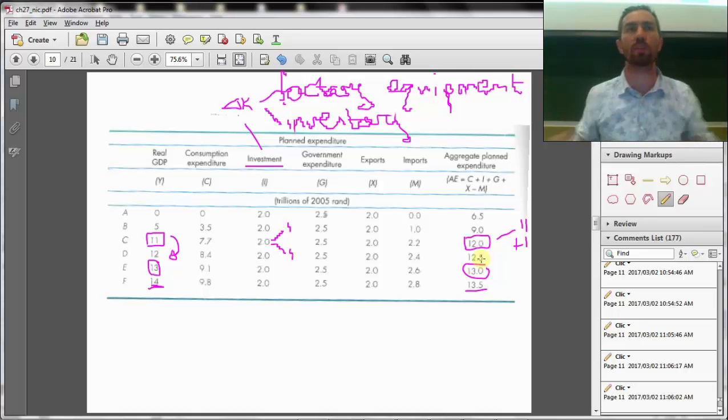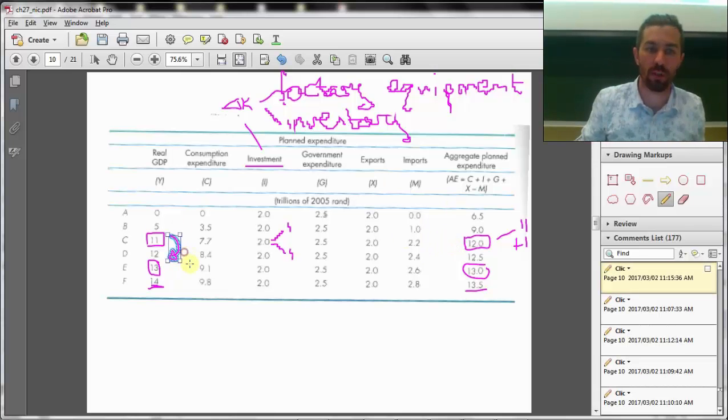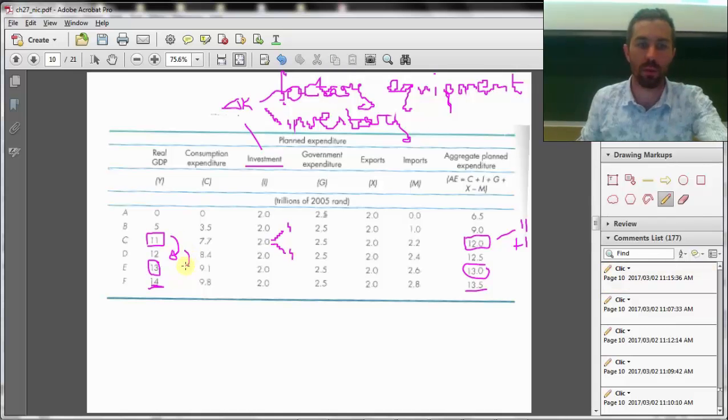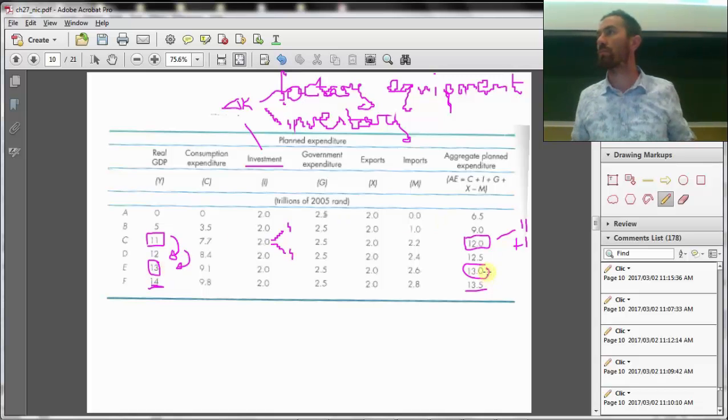So what do you do as the firm? Produce more. So you move from point D, for example, to point E. And what happens at point E? You're producing 13, you're selling 13. You've got no unplanned changes in inventory. The amount you're producing is the amount that people want.